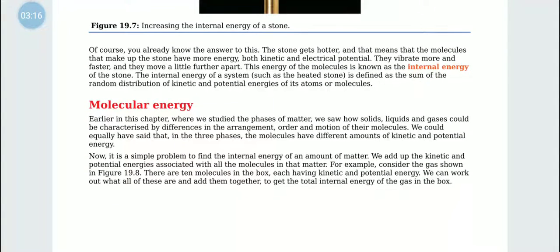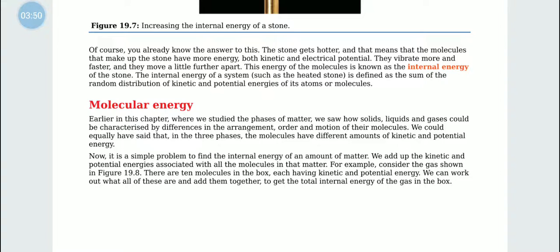So we know that molecules have more energy. So obviously you know what happens to that energy. Molecules have more energy in a molecular sense. We are not looking at the entire stone now. We are looking at the individual molecules in it. So that would have both kinetic and electrical potential energy. That would be higher because they vibrate more and faster, right? And they are a little further apart.